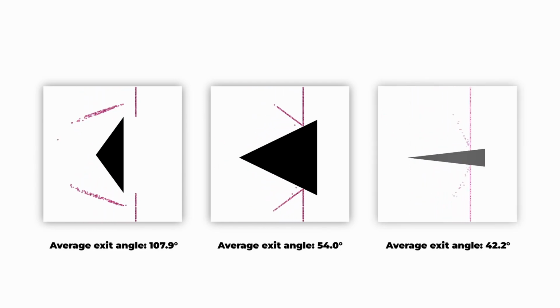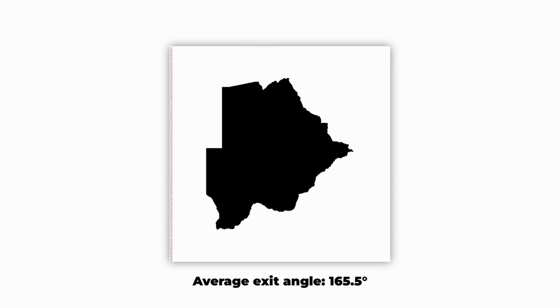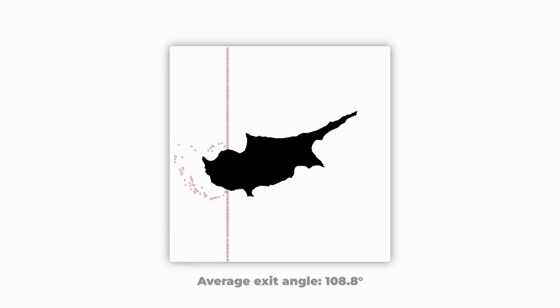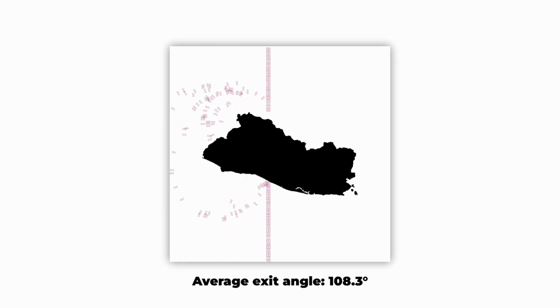The pointiest one, which you'd expect to be the most aerodynamic, does in fact have the lowest average exit angle. And so I did this for all countries. But before I show you the most aerodynamic ones, let me show you the least aerodynamic, which are Egypt, Botswana, and Belize. Now on the other end, at number 3, we have my home country, Cyprus. Then comes Slovenia, and at the top spot is Nicaragua.